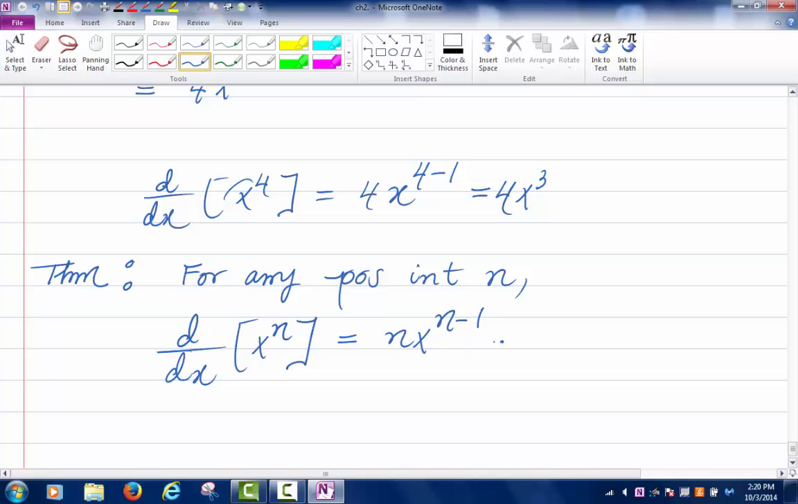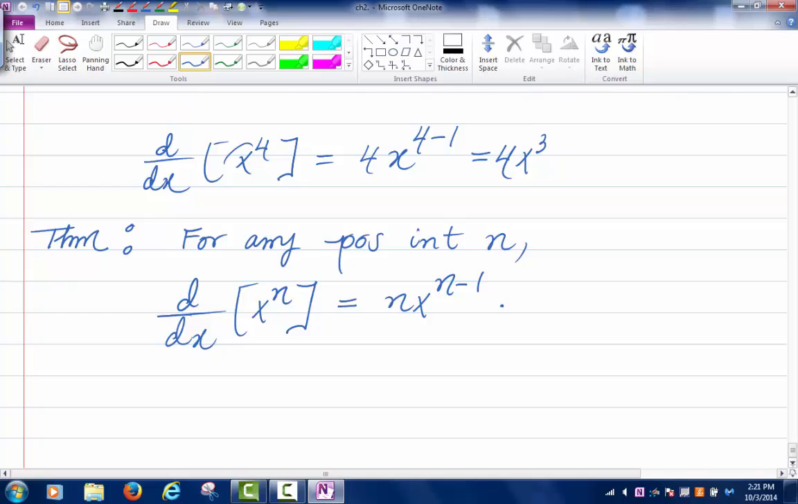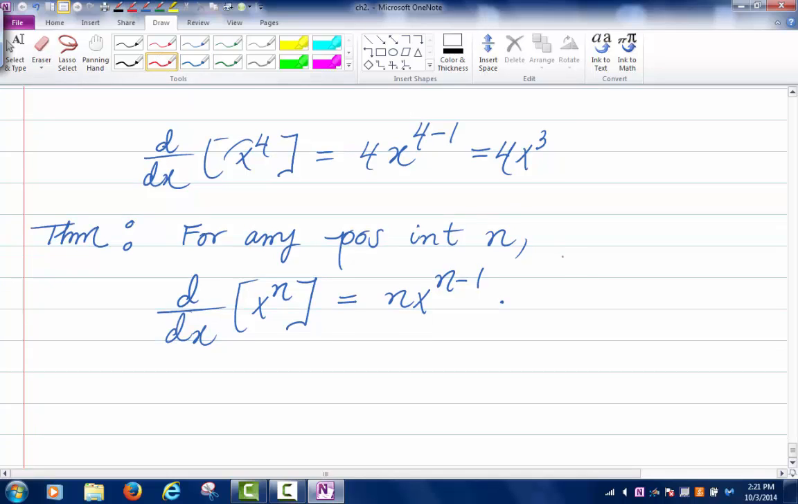I'm using the brackets here. You shouldn't use parentheses here, okay? Because if you use parentheses here, it usually means that you are evaluating the derivative at a number. So when you're writing brackets here, it means that you're taking the derivative of that function. Okay, so this is known as the power rule.